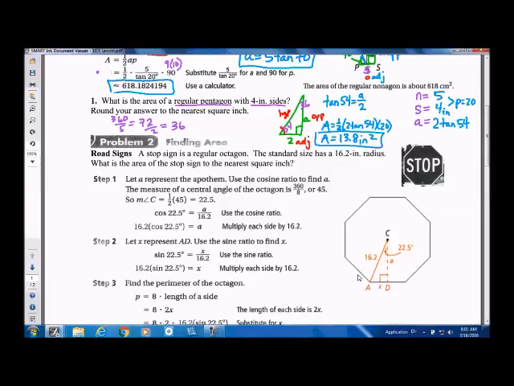In our example, we were told we had a regular pentagon with 4-inch sides. Pentagon means n equals 5. Side length is 4 inches. And so we draw our triangle. We find our central angle is 72, and the angle of our little triangle is 36.